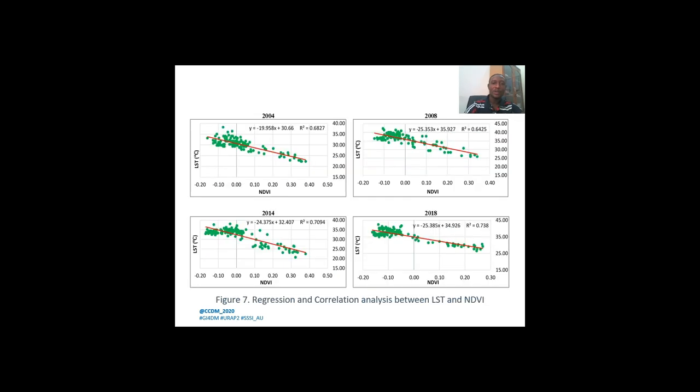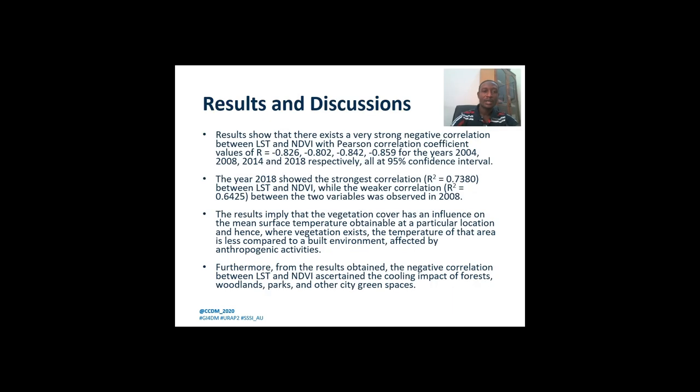This figure shows a negative correlation between land surface temperature and the NDVI for all the years under study. We can see the trend line slanting downwards, which shows a negative correlation, which implies that the land surface temperature increases as the amount of vegetation in the study area decreases. The results show that there exists a very strong negative correlation between land surface temperature and the normalized difference vegetation index in the study area.